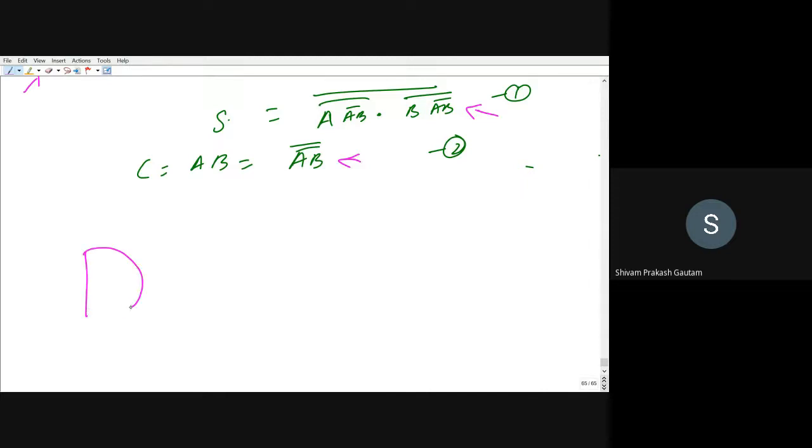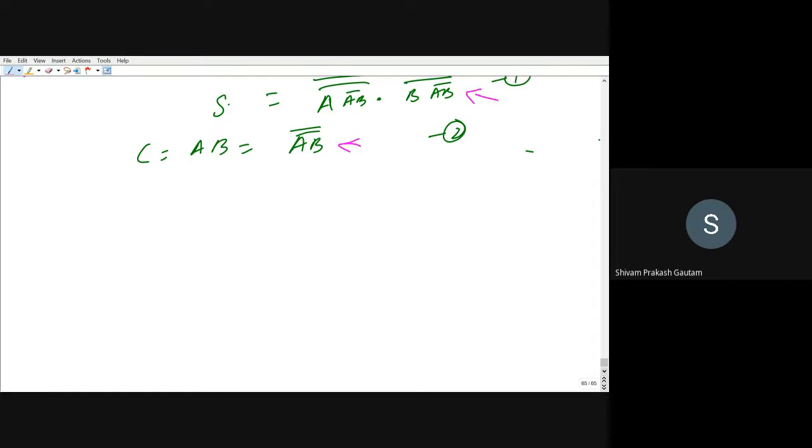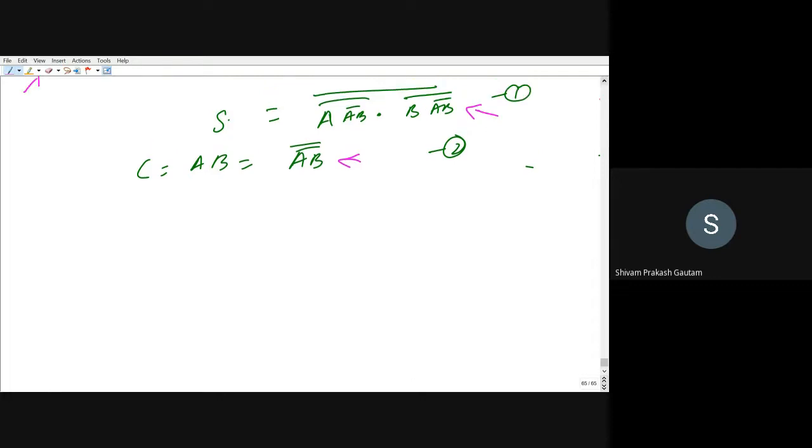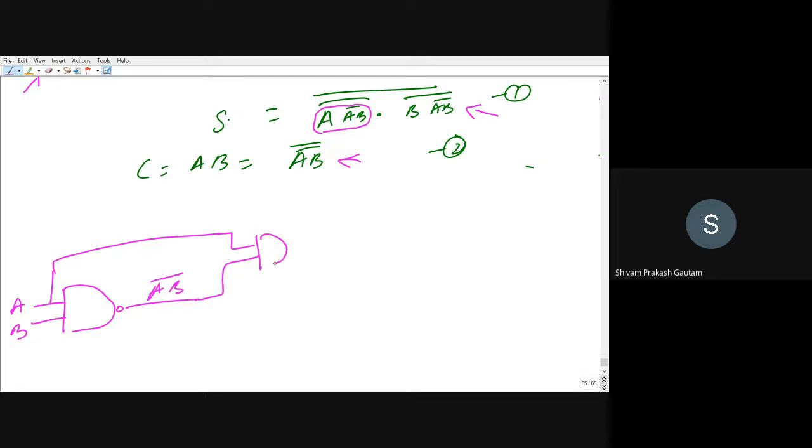We will be using NAND gate to implement equation number 1 and 2. The inputs flowing are A and B. This is NAND gate, and the output will be (AB)bar, right? And this will be going from here. We want A (AB)bar whole bar, so this will be flowing, and A will be here. This way we get [A (AB)bar]bar. So this term we have already got.